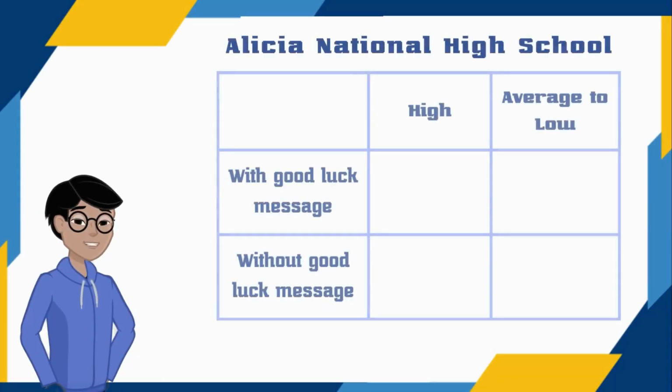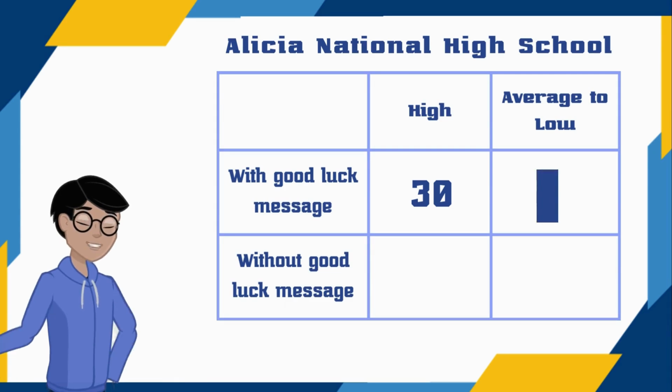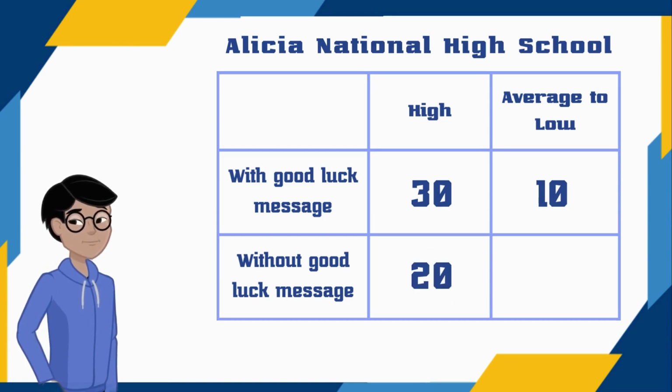In Alicia National High School, 30 students who received a good luck message were in the high score group, while 10 were in the average to low group. Among those who did not receive a message, 20 scored high and 40 scored average to low.